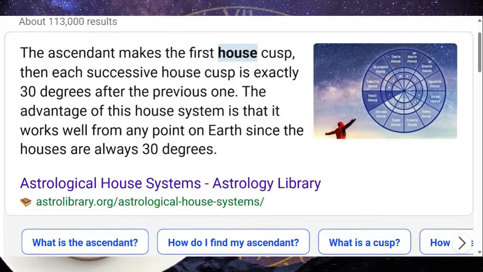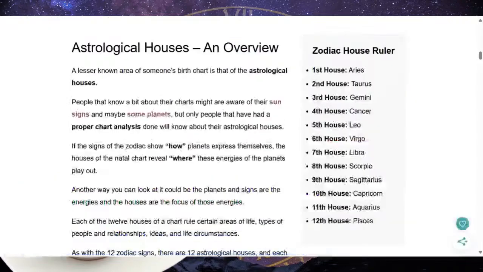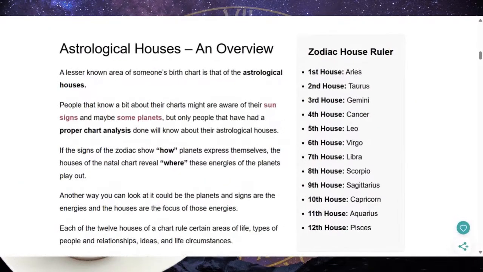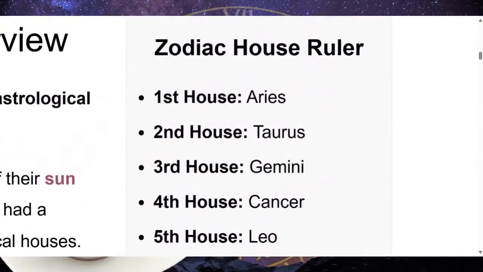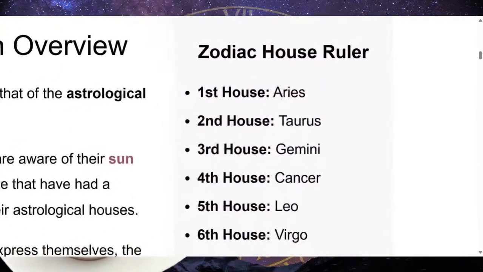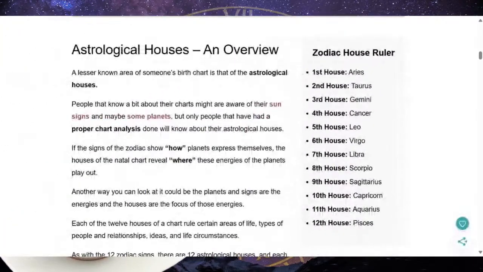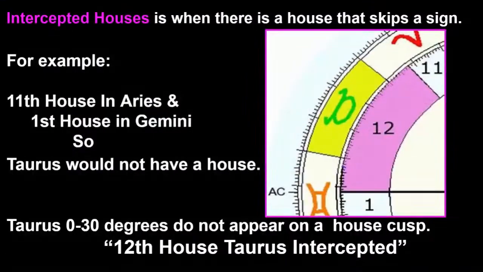The houses. Okay. Over here, we're going to look at an overview. For people who are moving further, we're going to look at the house rulers. First house ruler is Aries. I don't want to go into that right now. That just looks a little bit off topic. Okay. So we are looking back at the PowerPoint.